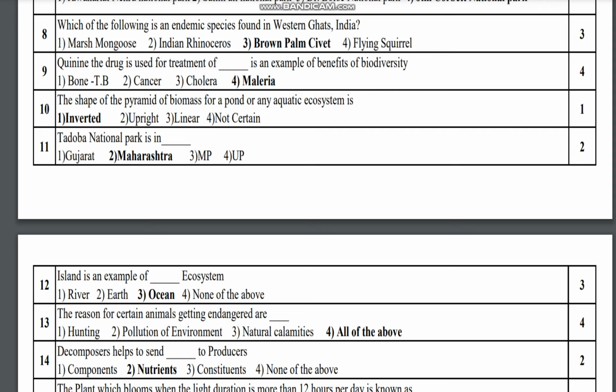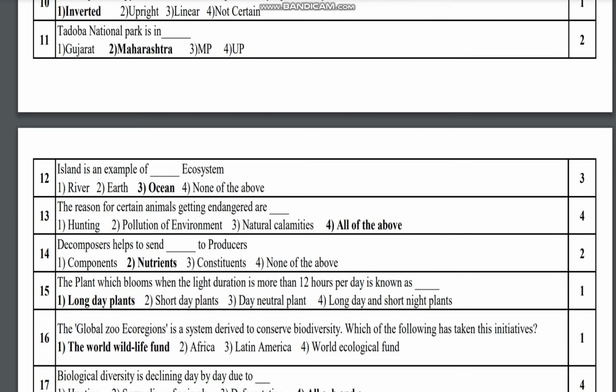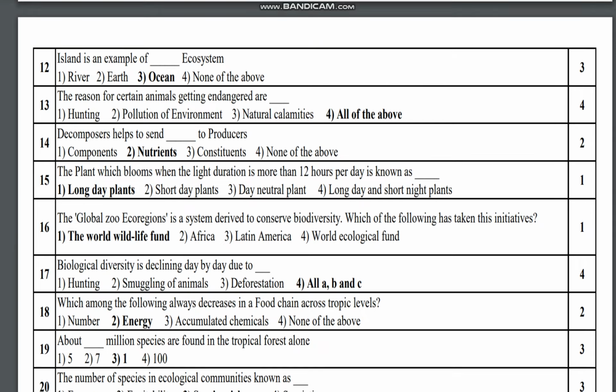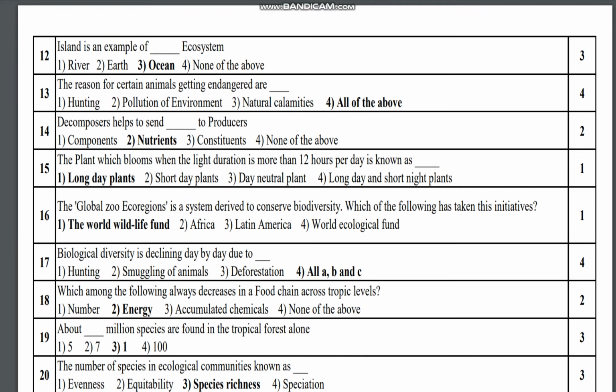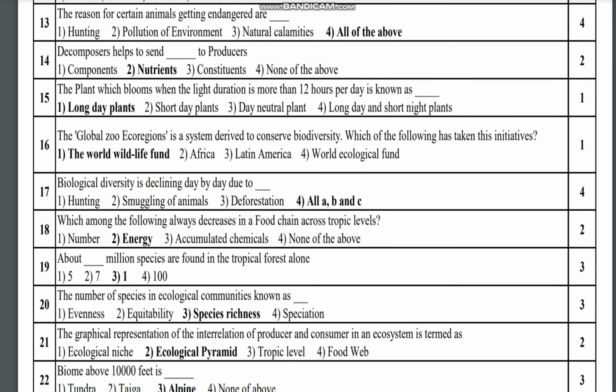Question number 11: Tadoba National Park. It is in Maharashtra. Question number 12: island is an example of ocean ecosystem. 13th question: the reasons for certain animals getting endangered are hunting, pollution of environment and natural calamities. Question number 14: decomposers help to send nutrients to producers.